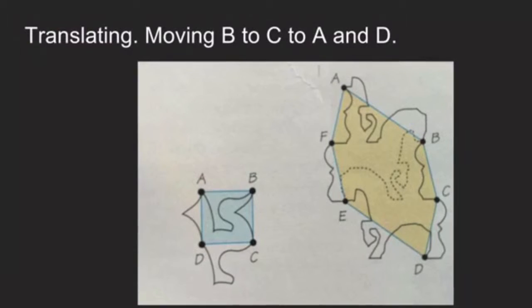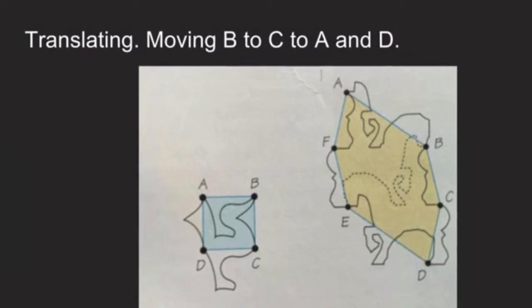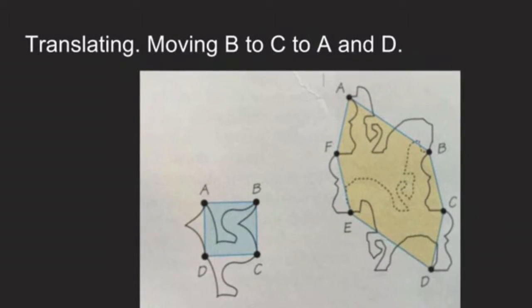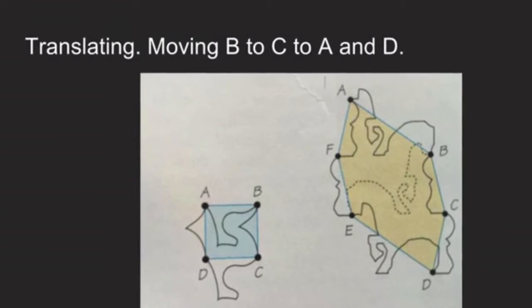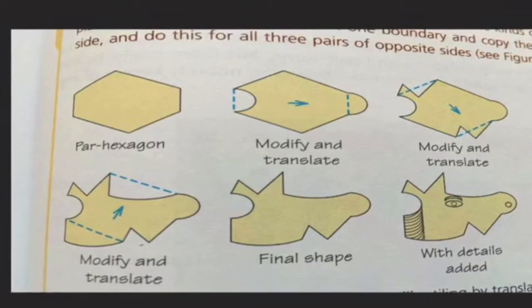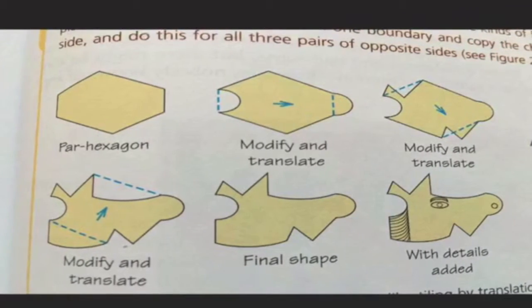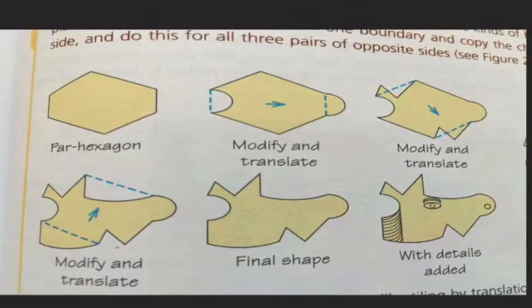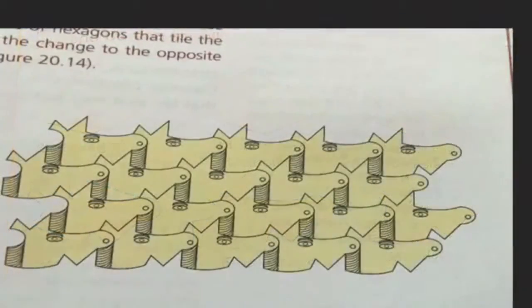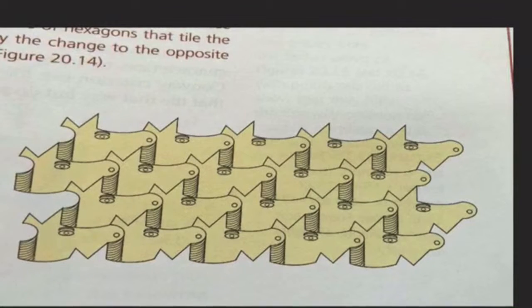Or there are 6 consecutive points A, B, C, D, E, and F on the boundary such that the boundary parts AB, BC, and CD are congruent by translation, respectively, to the boundary parts ED, FE, and AF. Another way to look at translation is to look at this parhexagon as we modify and translate it, moving the same space from within the shape to create an actual figure of a horse head. By doing this, we make Escher-like tiling by translation from a parhexagon.